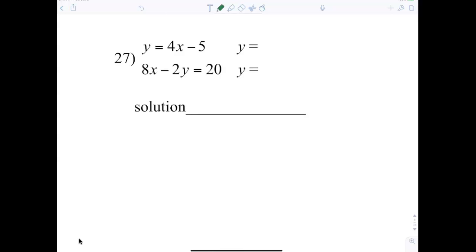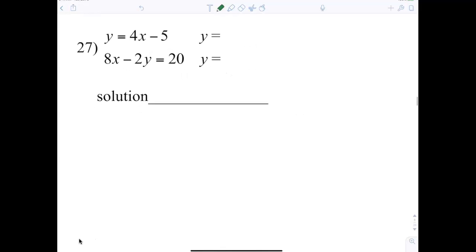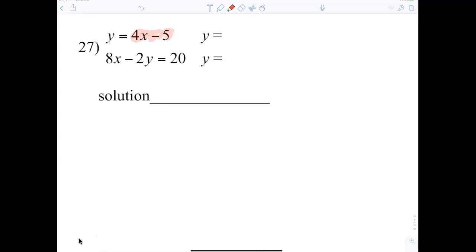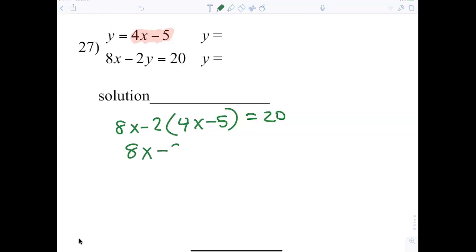Now 27 is nice because you should be able to say it's just a substitution, right? All right, so let's do the math on this substitution. The first thing is wherever we see a y, we're going to put 4x minus 5. So it would be 8x minus 2 parentheses 4x minus 5 equals 20. Distributing a negative 2, be careful. 8x minus 8x plus 10 equals 20. Does 10 equal 20? No solution. They are what type of lines? That's the symbol for parallel lines. All right, they are parallel lines.